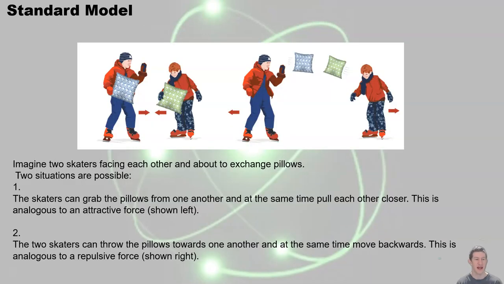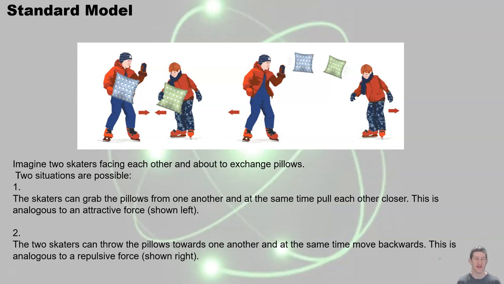So think of it this way. If we had two skaters and they're facing each other holding pillows, I'm not exactly sure why it's pillows, but this is the example that they use. So there's two possible situations here. Both skaters can grab the pillows from one another, and at the same time, as a result of this, by Newton's third law, it'll pull them towards each other. So it pulls them closer. So grab the pillows, pull it towards you, both particles end up closer. This is an attractive force. So this is the concept here, that if they're grabbing one another, they're being attracted together.